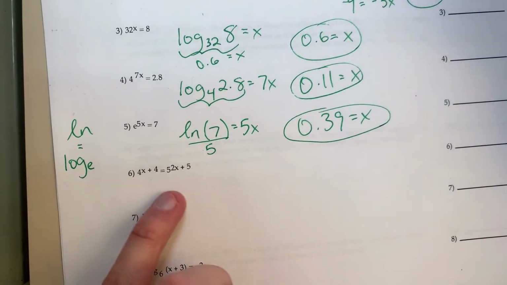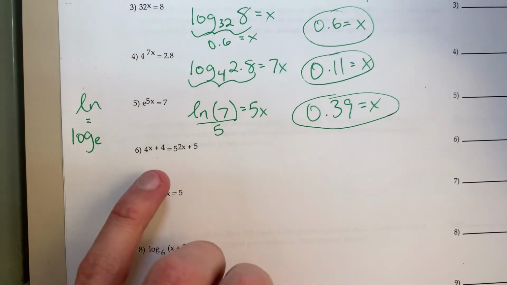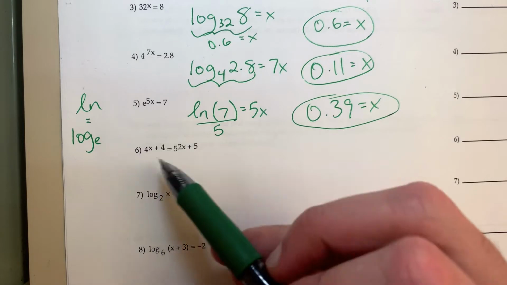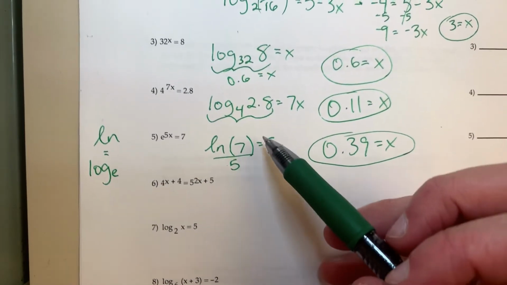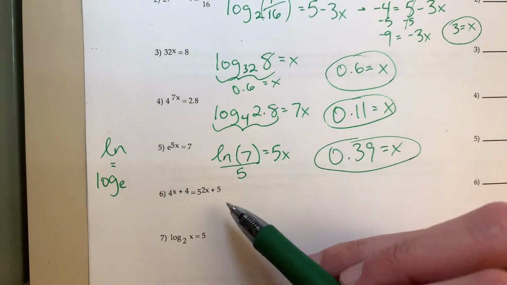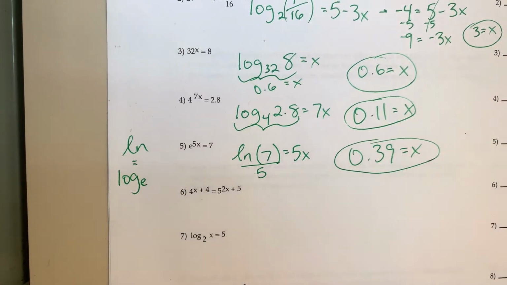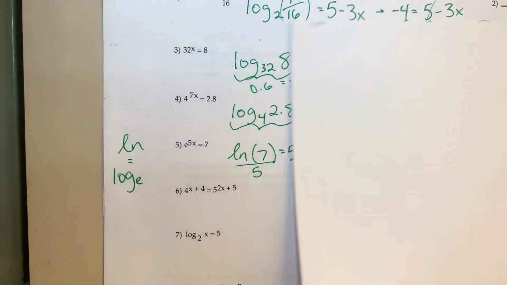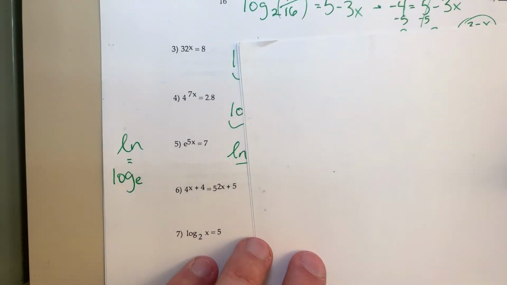Alrighty, looking now at number 6. Now, we said that if we have x's on both sides, we cannot just do the simple convert to a single logarithm, evaluate, and solve. For this, I'm going to bring another piece of paper because it's going to be a longer problem. I can't do that. I need to do something else.